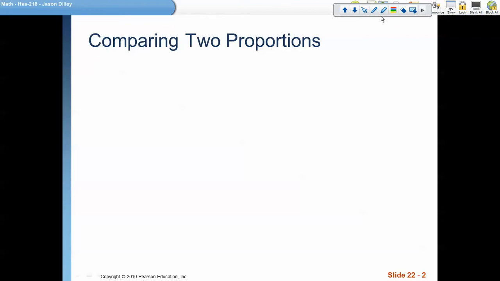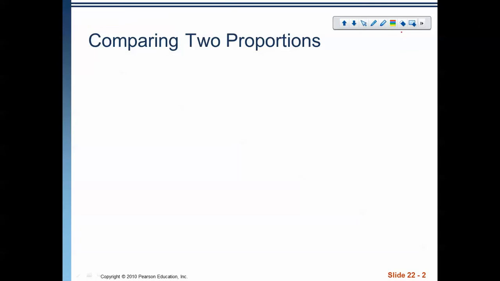Hello, everybody. Welcome again. We are beginning chapter 22 in the Statistics: Modeling Our World curriculum. This particular chapter is focusing on two proportion tests and intervals. So we're looking at the difference now between two proportions.